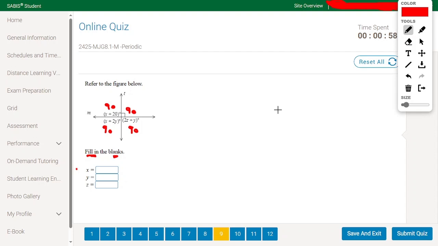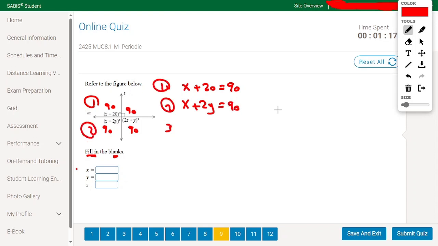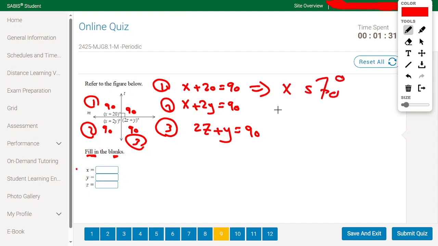So here we have angle 1, which says x plus 20 equal to 90. And I have angle 2, x plus 2y equal to 90. And angle 3, I have 2z plus y equal to 90. Now, first one, so here x will be equal to 70, because 20 will go to the other side, minus 20, so 70. Now, x will be 70, so substitute x here.